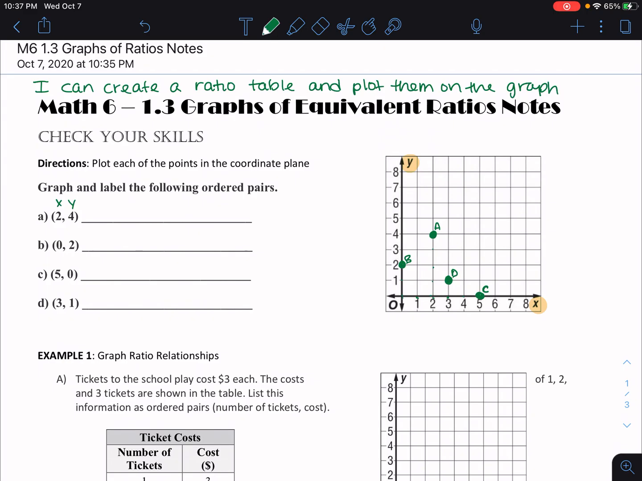Okay, so when the 0 comes first, you're not going anywhere to the right, you're just going to go straight up. When the 0 comes second, you go to the right first and then stay put. Okay, and everything else is to the right and then up. Just a brief little review of graphing so that we know when we get to these ratio tables that we are going to be able to graph appropriately.